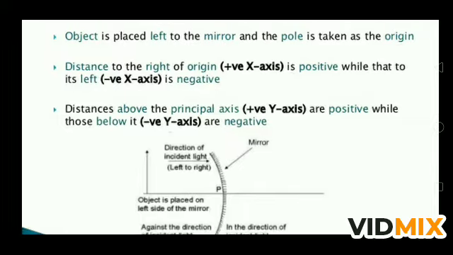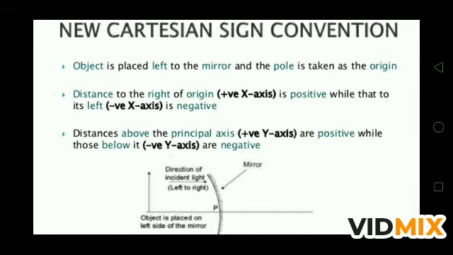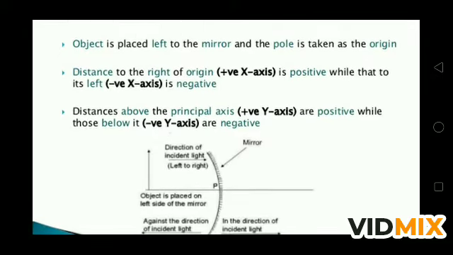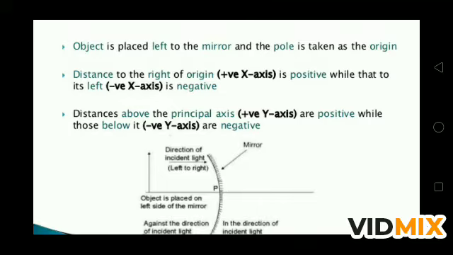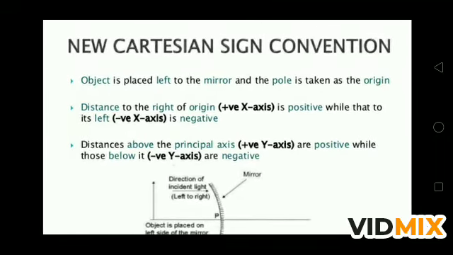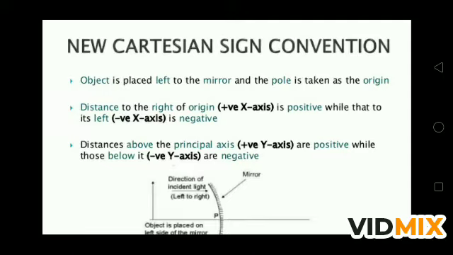So what is sign convention? The object is placed to the left of the mirror and the pole is taken as the origin. Distance to the right of the origin is taken positive, while that to the left is taken negative. And distance above the principal axis is taken positive, and distance below the principal axis is taken negative. This is the Cartesian sign convention, very important while solving numericals.